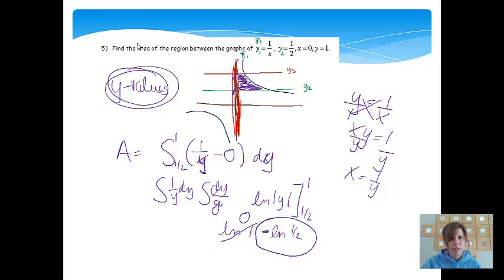And if we're dealing with an area, we should never get a negative answer. But if I were to type this into my calculator, the ln of 1/2 is a negative number, which would turn this into a positive number. Okay, so hopefully now you can find the area of the region between two curves.